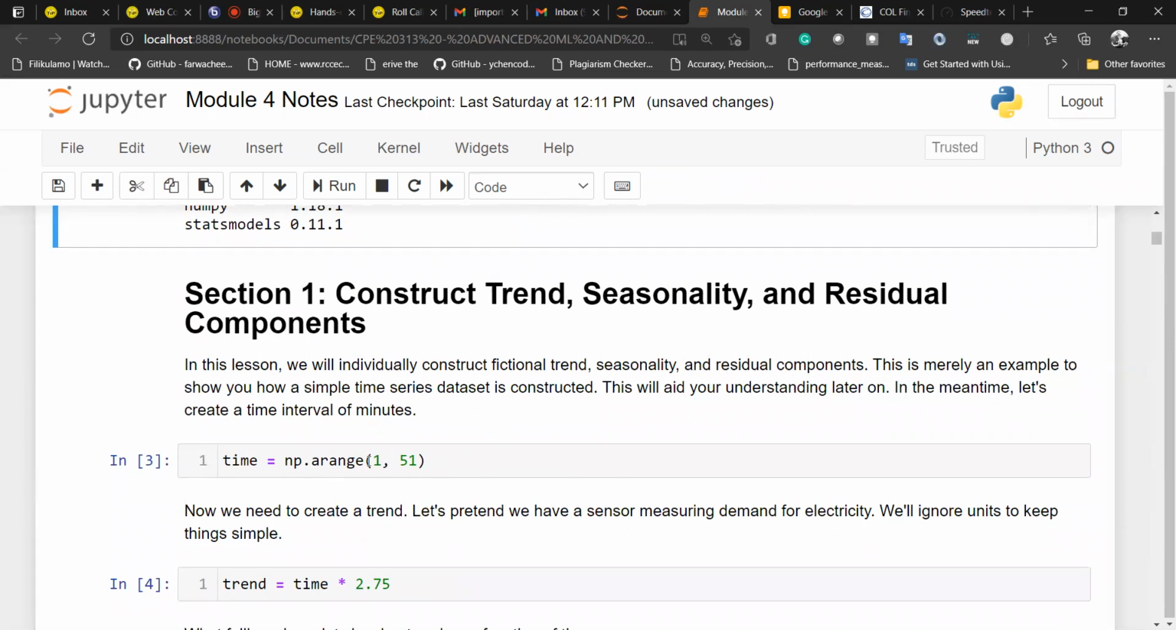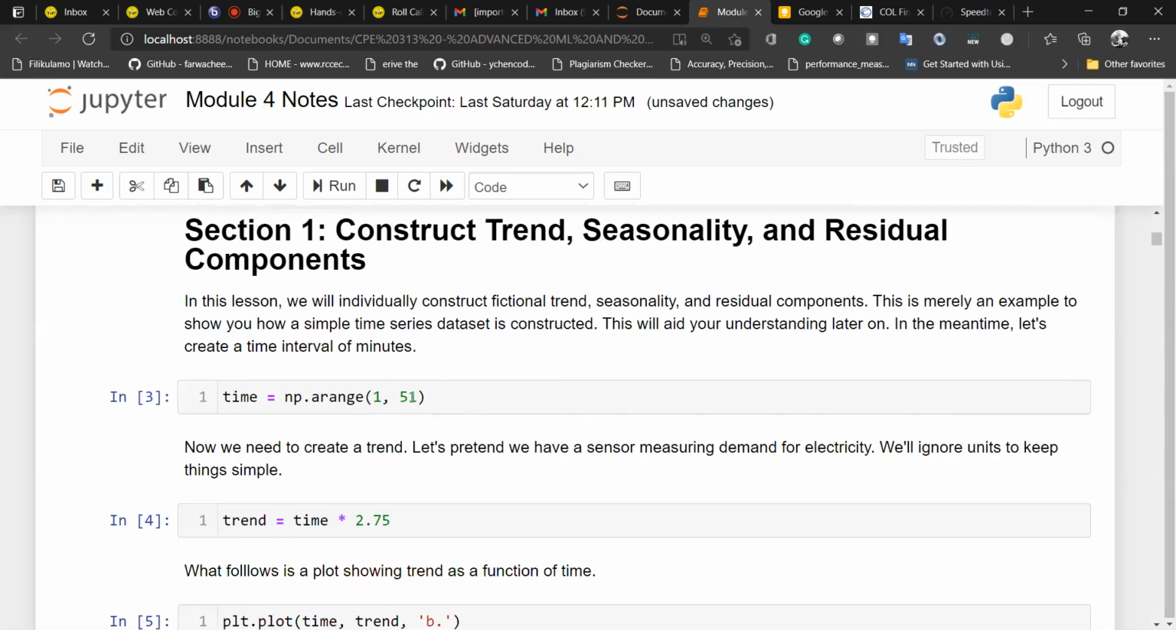No? Magko-construct tayo ng fictional trend, seasonality, and residual components. No? And this is just to show you an example of how a simple time series data set is constructed. But this one will later aid you or help you in understanding how to manipulate time series. No? In the meantime, let's create a time interval of minutes. Okay? So from 1 to 51, excluding 51. So basically, 1 to 50 lang to. Okay? So that will be our concept.